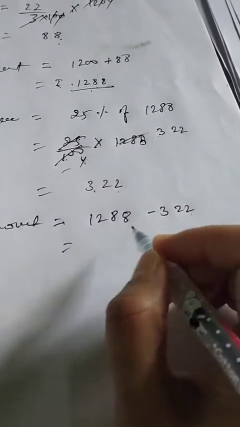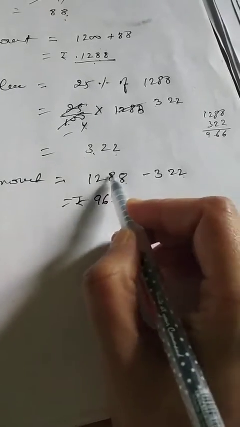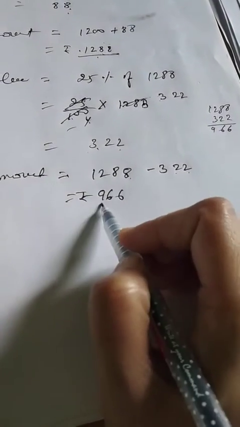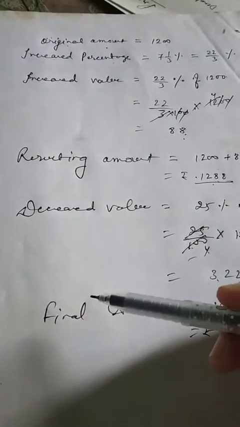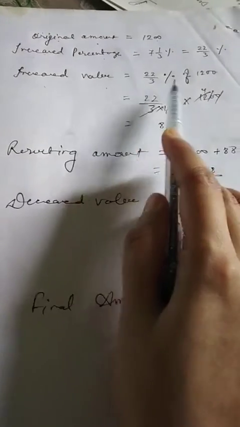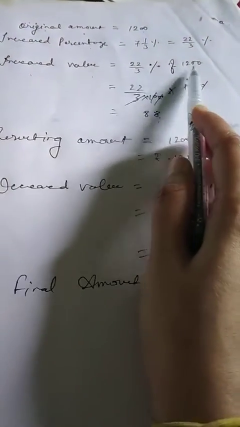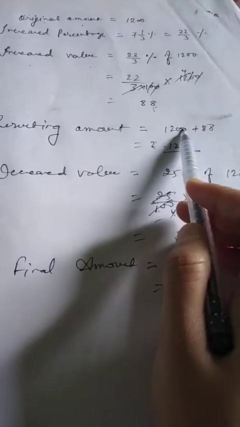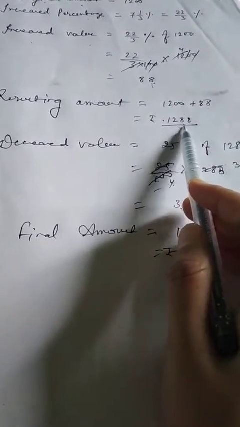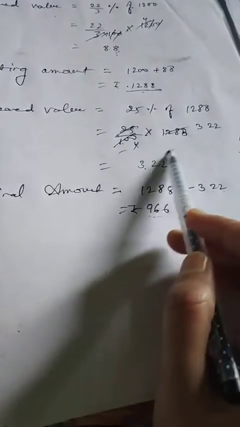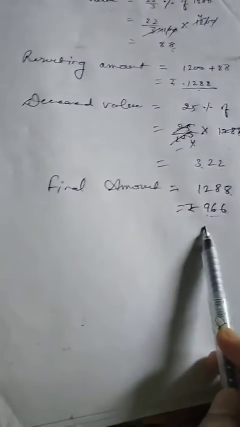So 8 minus 2 will be equal to 6, and then 8 minus 2 is 6, 12 minus 3 is 9. 966 is its answer. Got it? Step by step you have to do. We will find the increased value first, because this much percentage was increased. After that we will add, because this is the increased value. Now the resulting amount is this. After that 25% decrease, so we will subtract it.